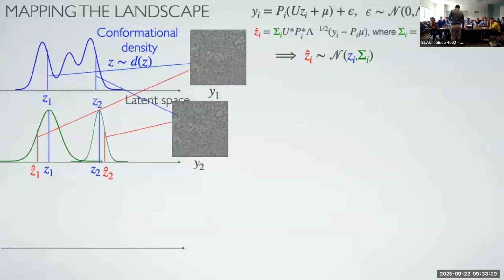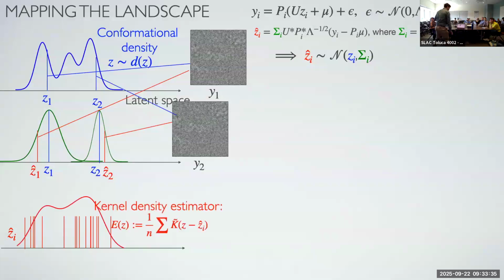Okay, we repeat this over all of our images. And what we end up with is sort of a population of labels to which we can fit some kind of density. Okay. And now what is clear is that the density that we observe, the so-called embedding density, is not the same as the conformational density at the top.